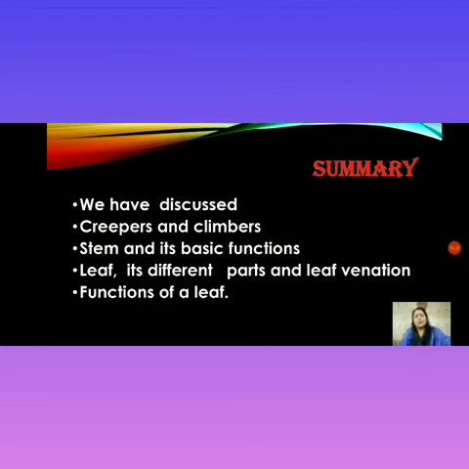Let's summarize what we have discussed. We have discussed creepers and climbers. We have discussed the stem and its basic functions. We have discussed the leaf, its different parts, and leaf venation.